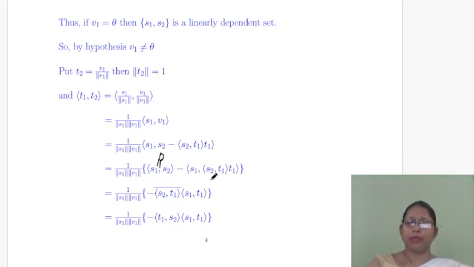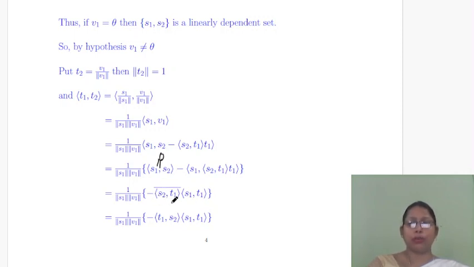By using the properties of inner product space, take this outside, as the inner product is a function from the Cartesian product to the complex field. So I can take here the conjugate of this, that is the inner product of S2, T1. The remaining will be left as it is. This is 1 by norm of S1, norm of B1, minus, then the conjugate of the inner product of S2 T1, inner product of S1 T1.